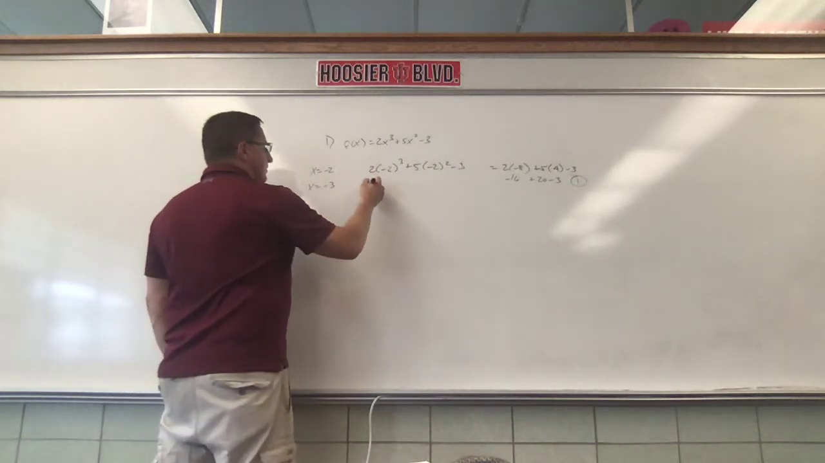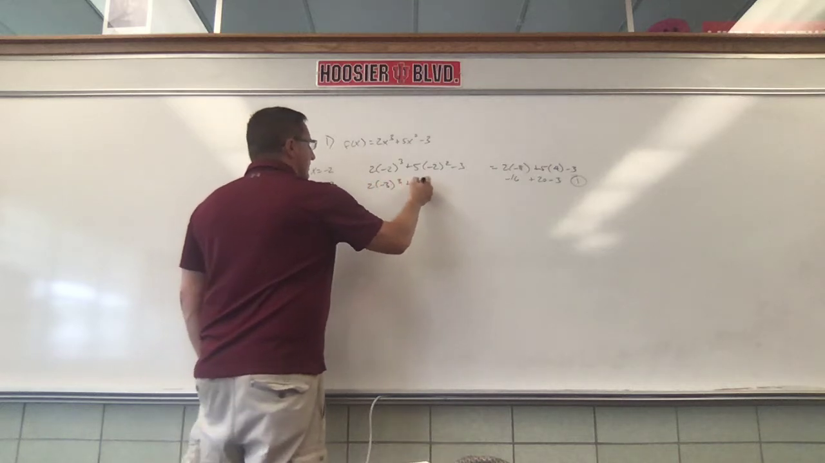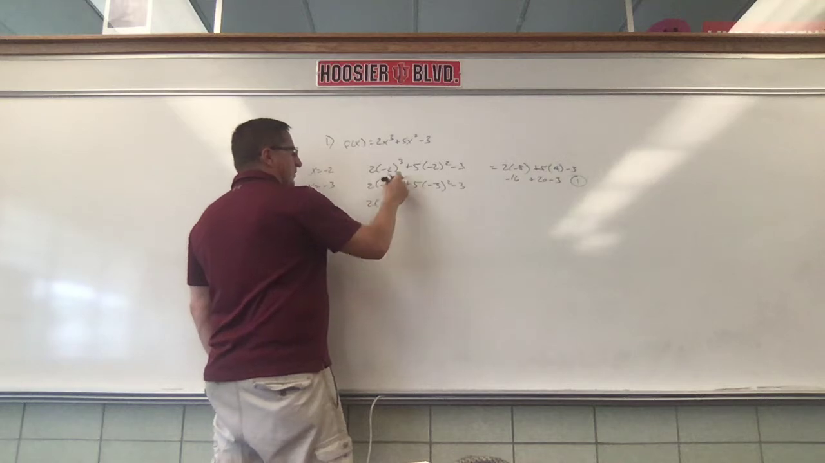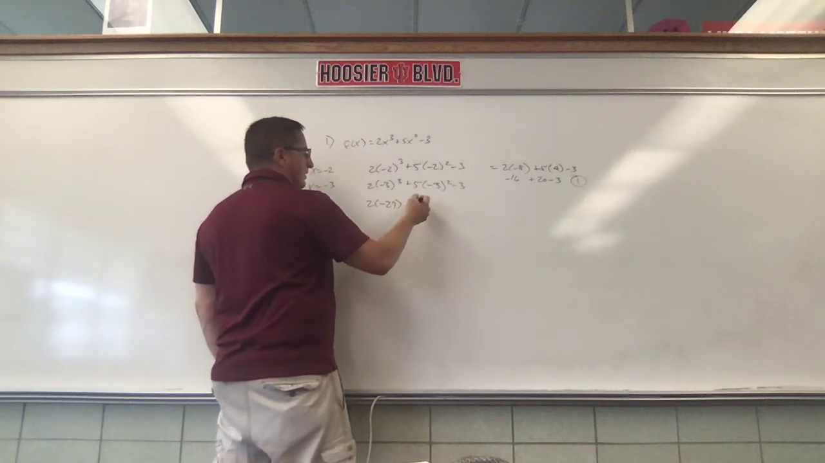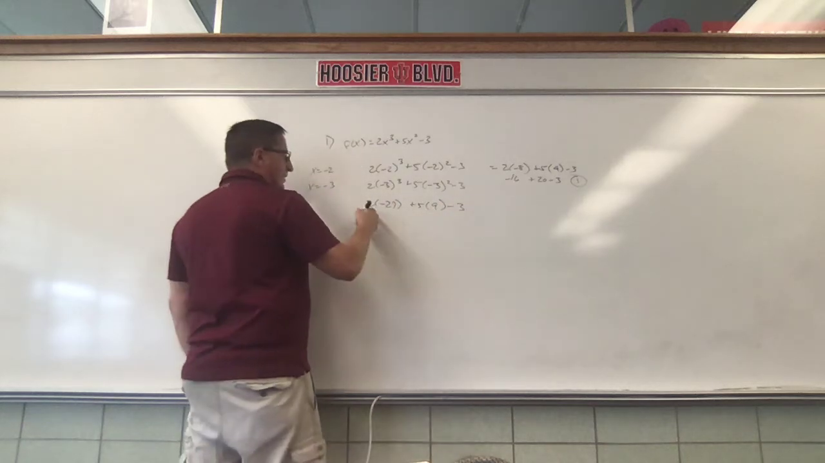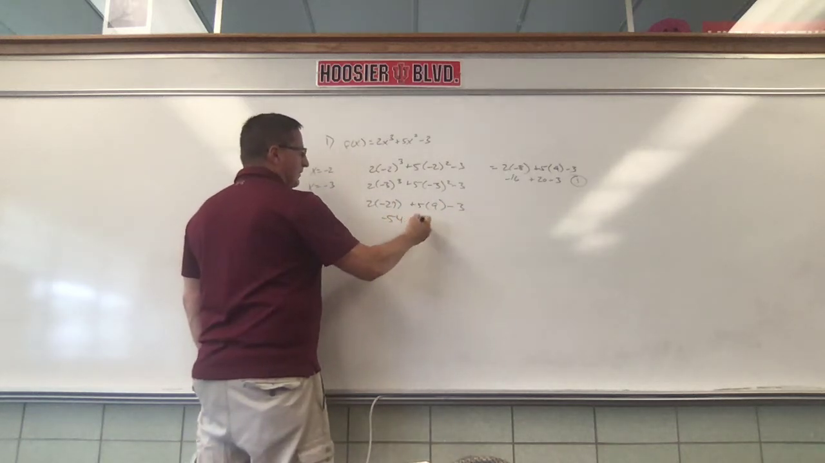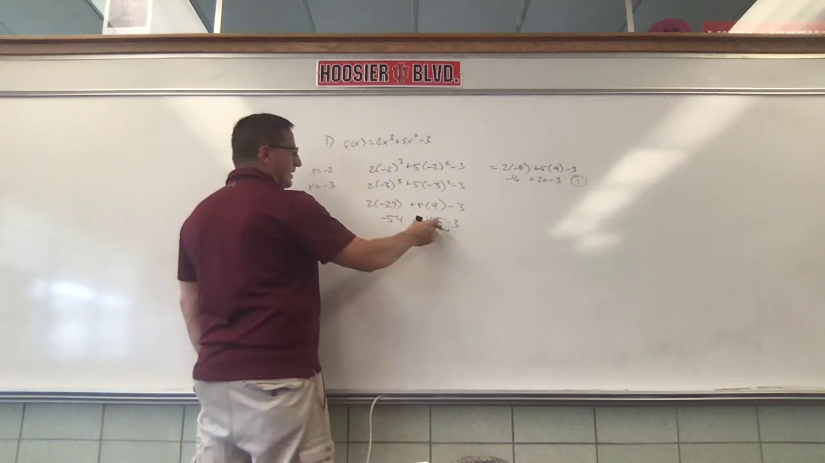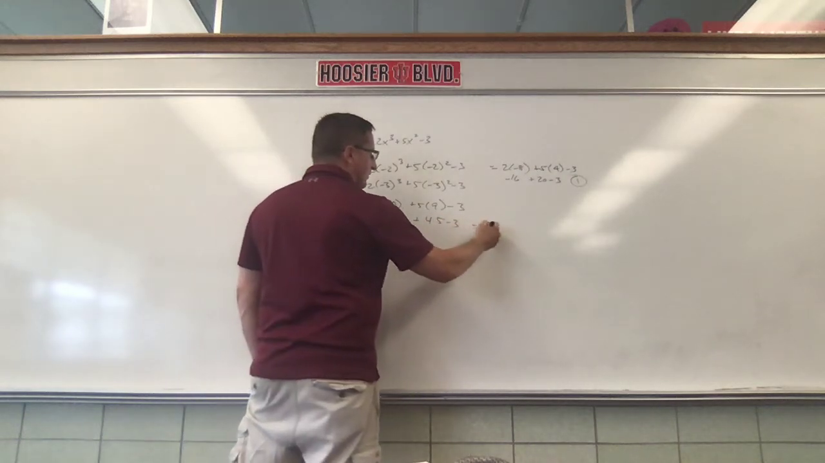Plug in -3. So 2 times -3 cubed plus 5 times -3 squared minus 3. 2 times -3 cubed is -27. Plus 5 times -3 squared is +9. Minus 3. 2 times -27 is -54. 5 times 9 is 45. Minus 3. -54 and 45 is -9. -9 minus 3 is -12.